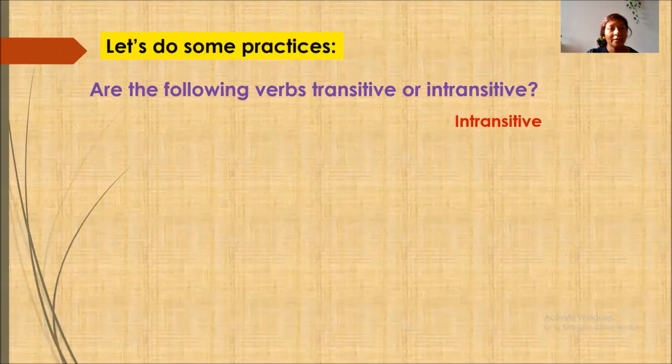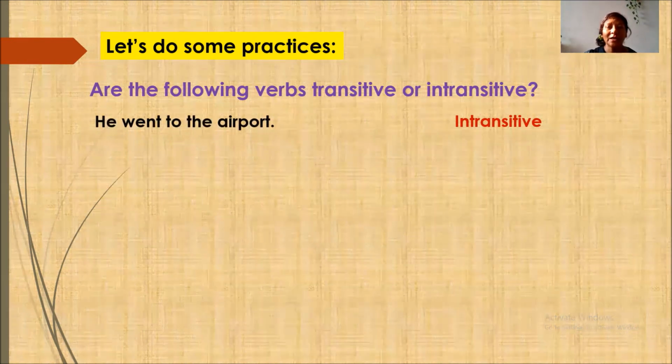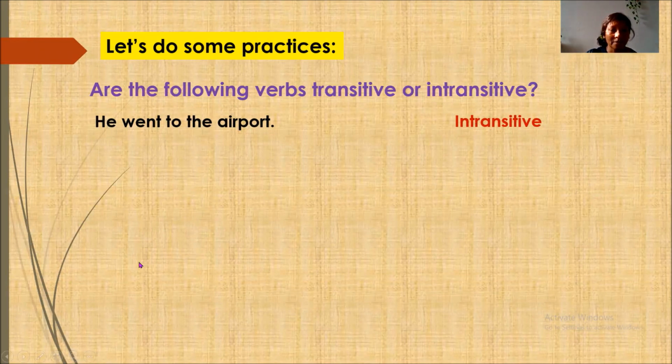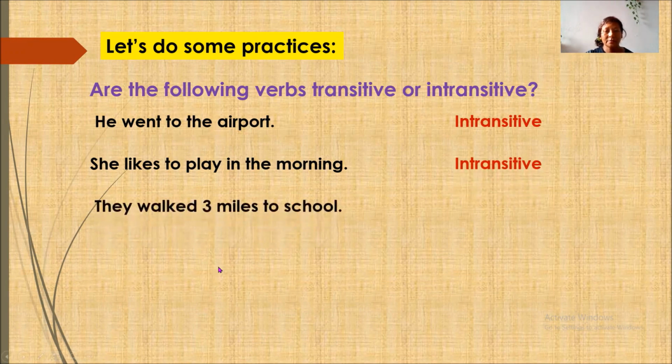Okay. So here, let's do some practice, right? Are the following verbs transitive or intransitive? You have to find out. Okay. Here, "he went to the airport." Is went transitive or intransitive? Yes, intransitive, you already know that. Why intransitive? There is no object. Okay. "She likes to play in the morning." Transitive or intransitive, like? Intransitive. Why? There is no object. Okay. "They walk 3 miles to school." Is this transitive or intransitive? Intransitive because there is also no object.